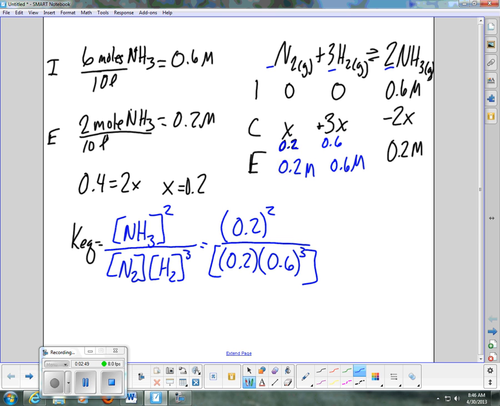What do we get? That's what a lot of the kids were getting. I want to grab a calculator and make sure I put it in right. 0.2 times 0.6 cubed. I'm going to put that on the bottom, times 0.2 squared, 0.93. So I did something wrong when I did it. And that's the key for you. That's the answer that you need.